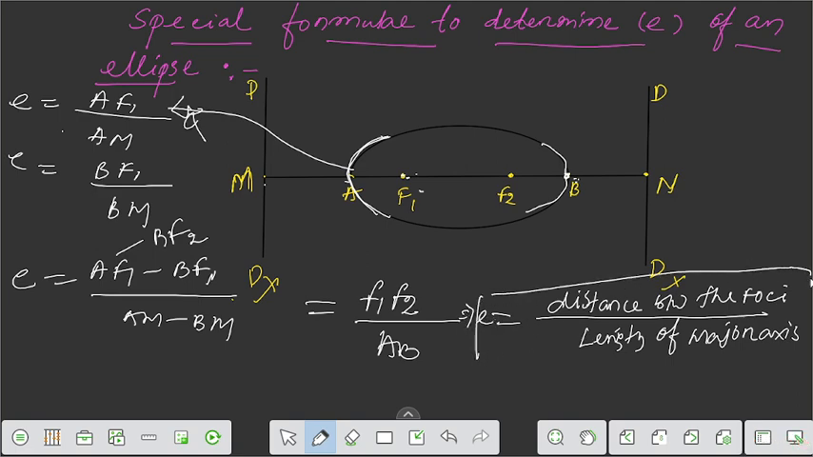Eccentricity. So another formula for the ellipse is the distance between the two foci divided by the length of the major axis. So another formula you can write. Next page.